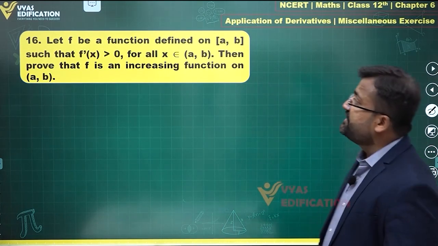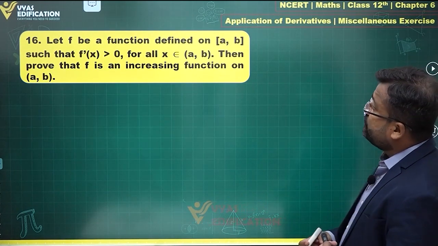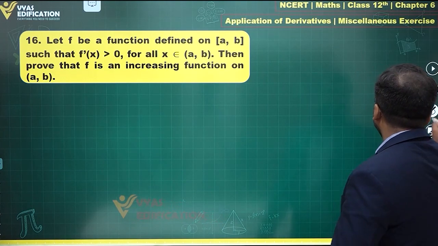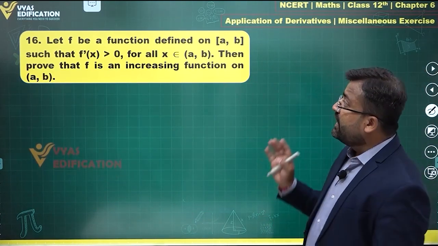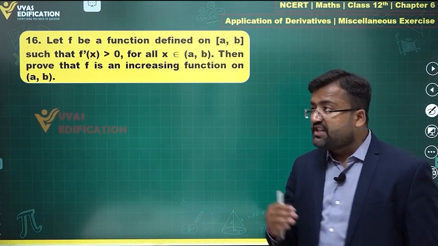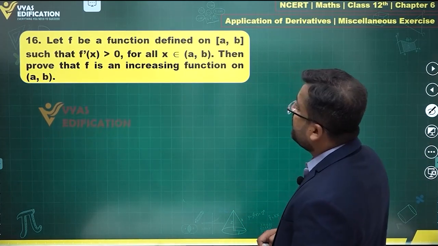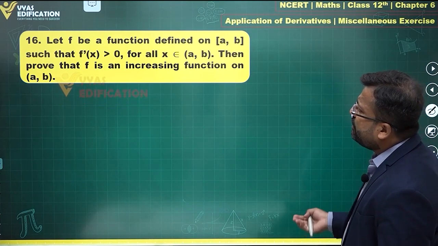The 16th question says: let f be a function defined on the closed interval [a, b] such that f prime x is greater than 0 for all x belonging to the interval [a, b]. Derivative greater than 0 means the function is strictly increasing. Then prove that f is an increasing function on [a, b].